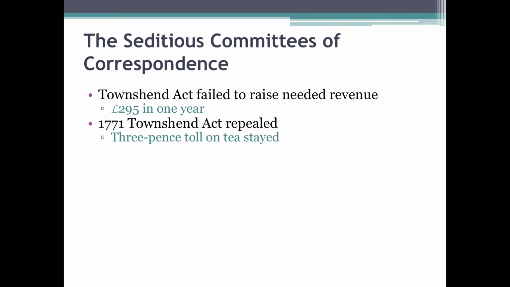In 1771, the Townshend Act is repealed. We've had bloodshed in the streets of Boston. England is getting worried. They really don't want this violence that's happening. However, they are going to leave a 3p toll on tea. I wonder what that's going to bring about. Interesting.